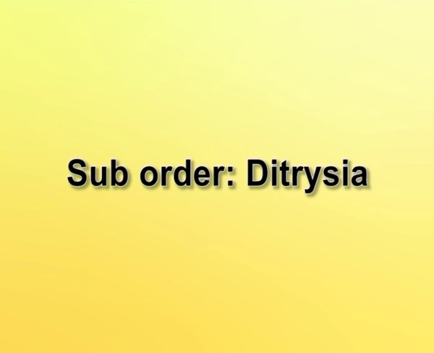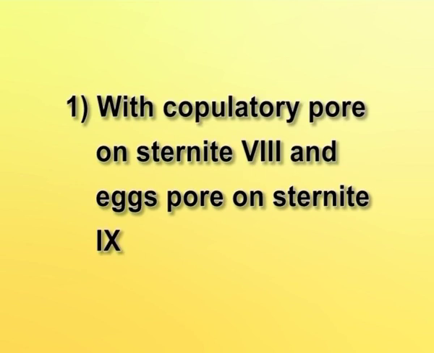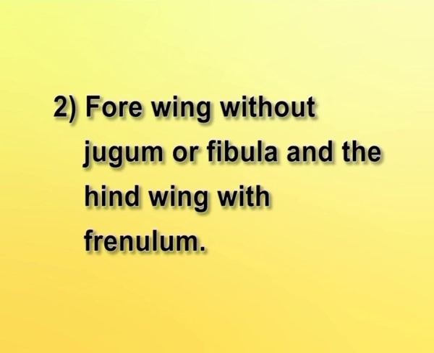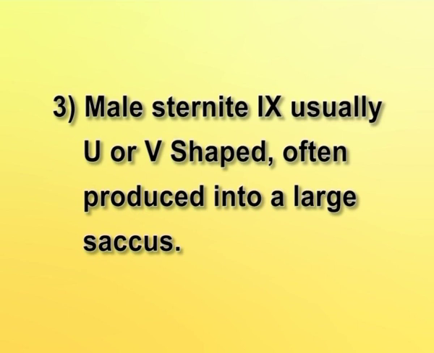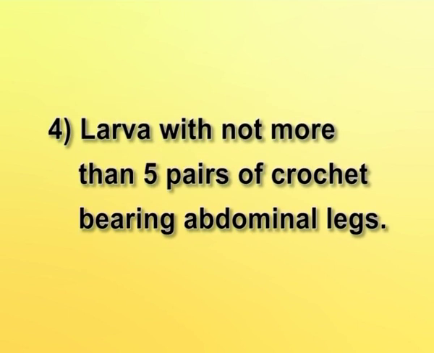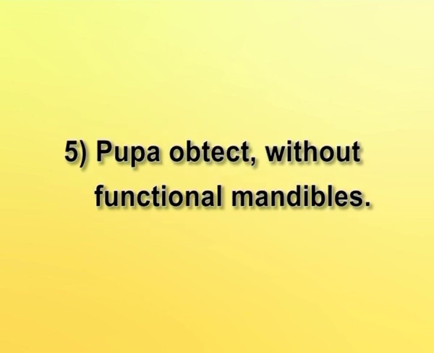Then suborder Diatrysia. Main characters are with copulatory pore on sternite 8 and egg pore on sternite 9. Forewing without jugum or fibula and the hindwing with frenulum. Male sternite 9 usually U or V shaped, often produced into a large saccus. Larva with not more than 5 pairs of crotchet bearing abdominal legs. Pupa obtect without functional mandibles.